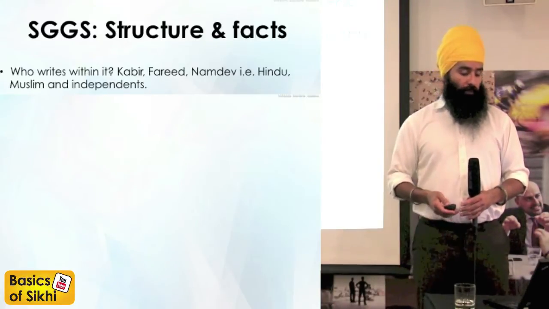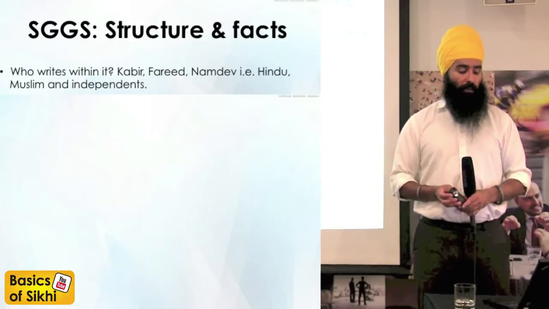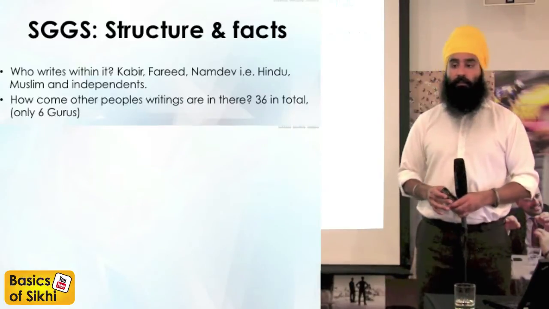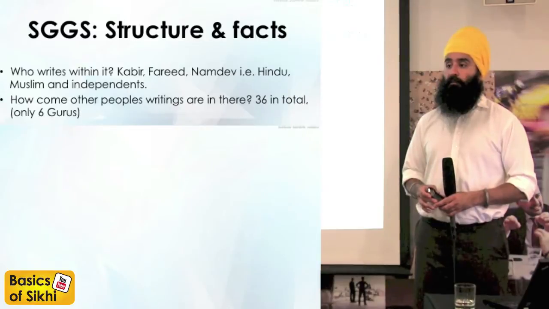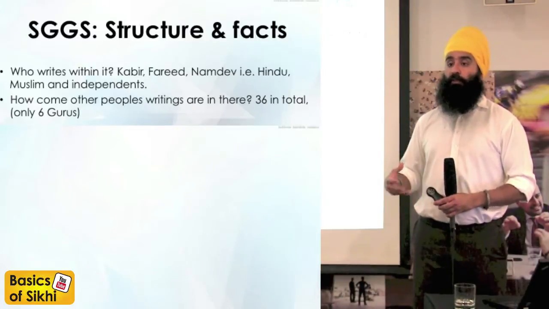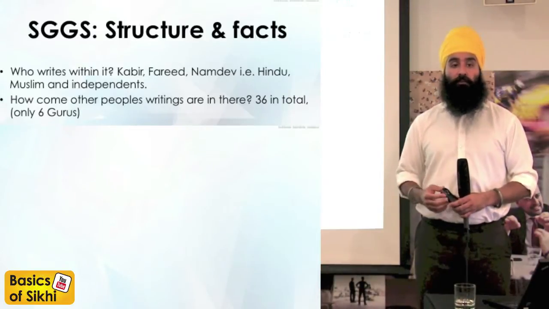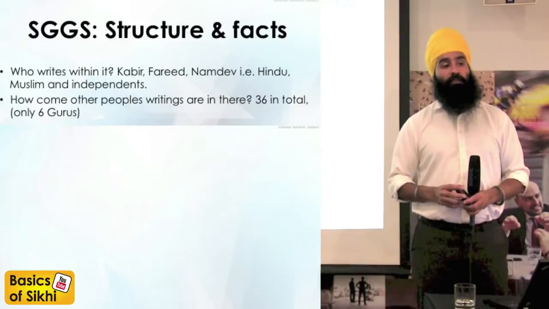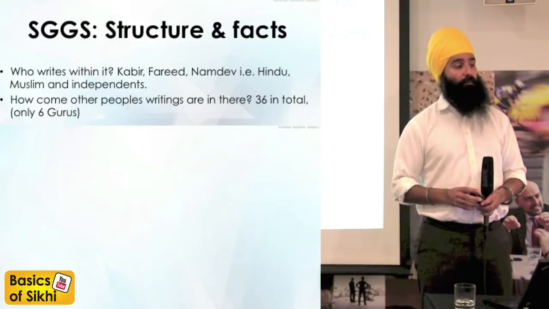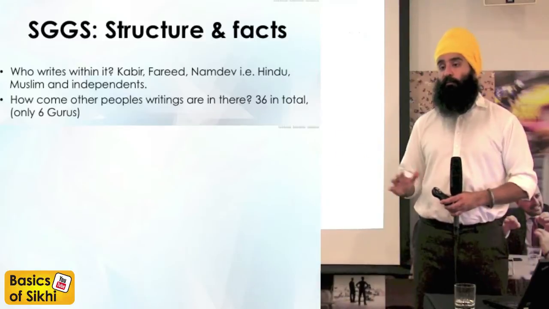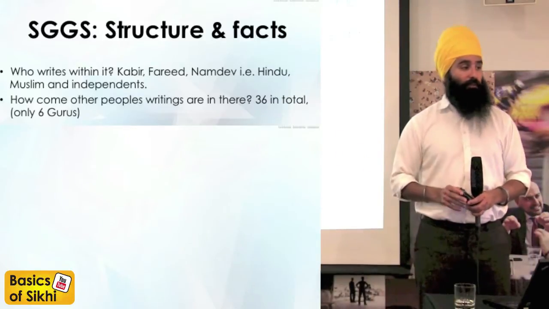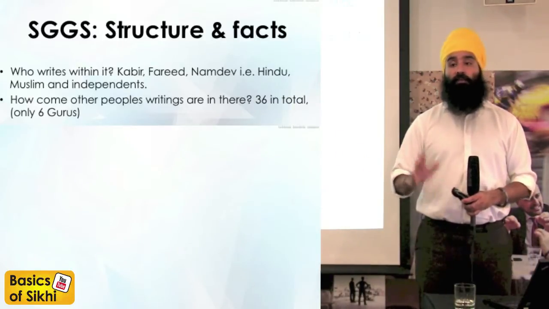Okay. Now, many people say, look, how come other people's writings are in Guru Granth Sahib Ji? It doesn't make any sense, right? If it's Guru, it should be Guru Bani, not Bhagat Bani. And at one point, there was a guy who decided to make a Guru Granth Sahib Ji and remove all the Bani of people that weren't the Guru. He thought that's what he should do. And for that, he was excommunicated.